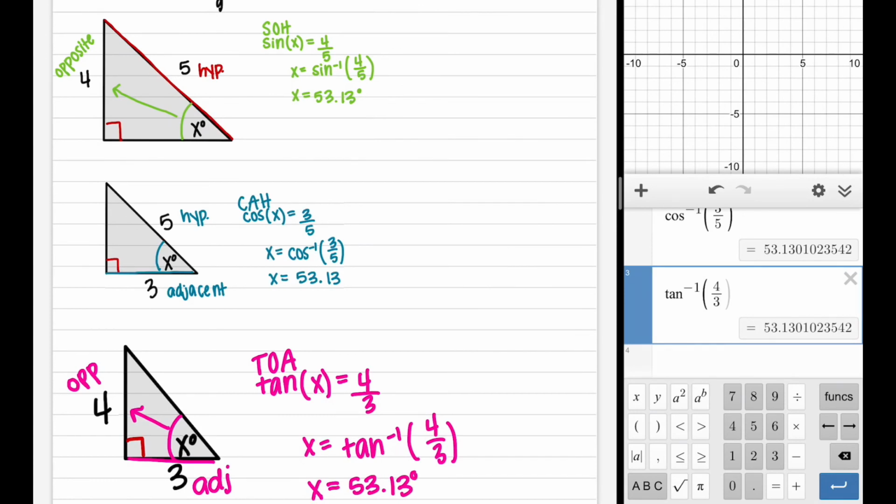So I just showed you how to use each inverse ratio within the same triangle. No matter which two sides you're given, you can always find the missing angles as long as you are using your correct pairs of sides.